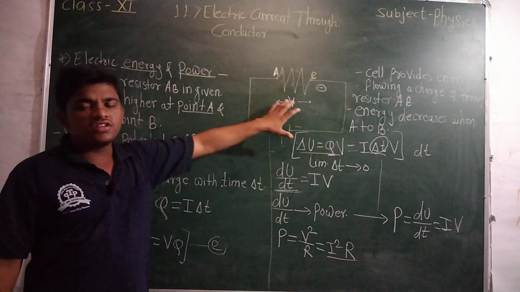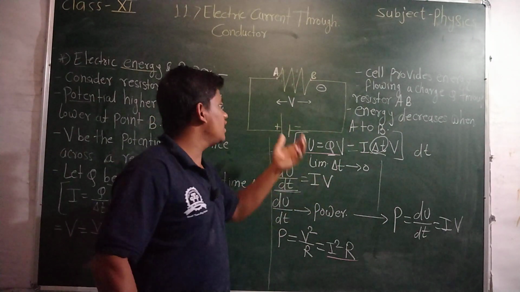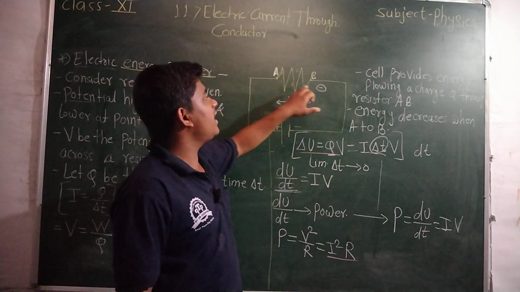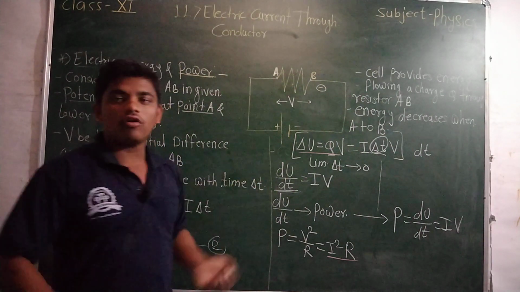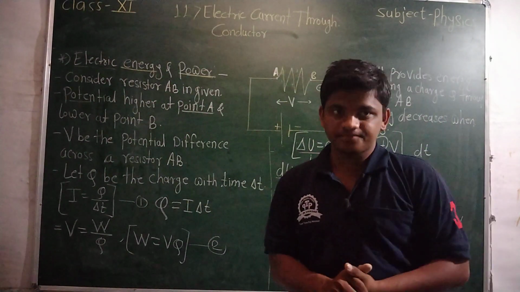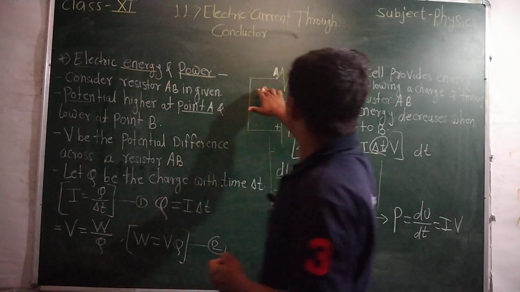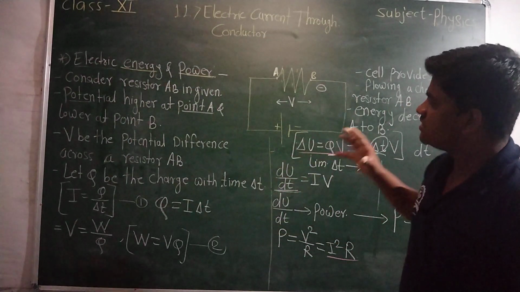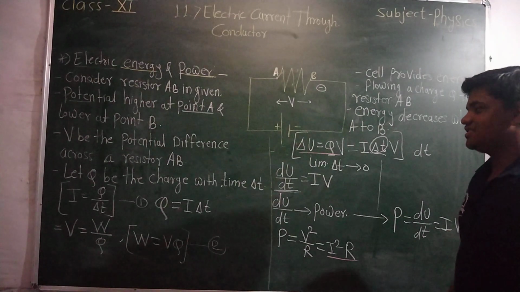Consider one of the resistors, AB, having the potential difference across the resistor AB of V, and the potential is higher at point A and lower at point B. We use one of the cells across the resistor AB, and the charges will travel through the resistor. V is the potential difference across the resistor AB.